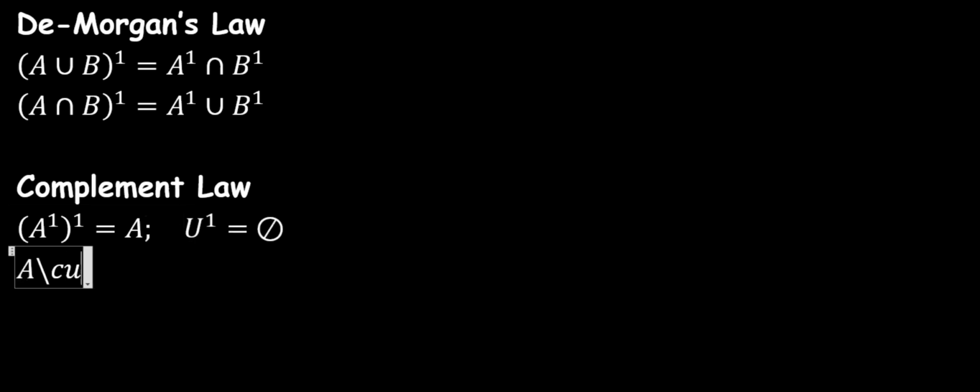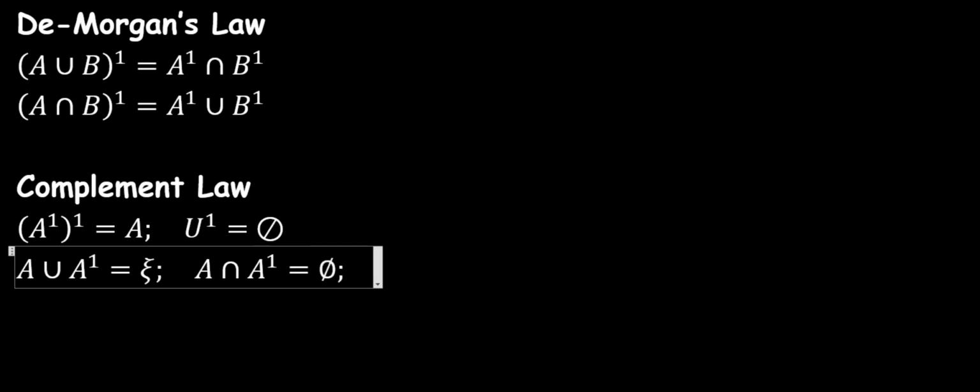Similarly, A union A prime is equal to the universal set. A intersection A prime is equal to the empty set. Also, the empty set prime is equal to the universal set.